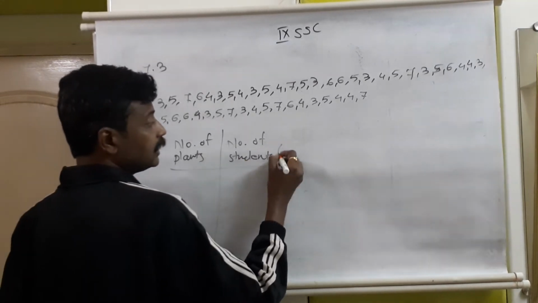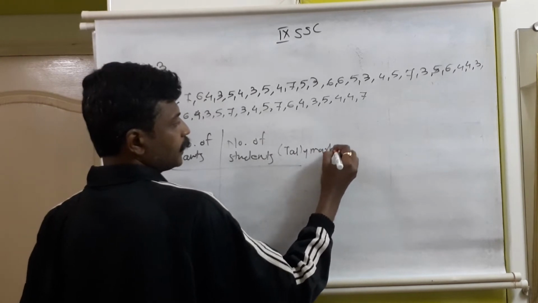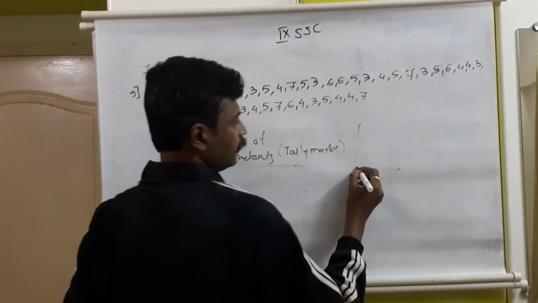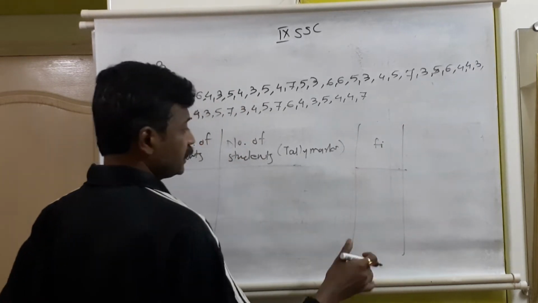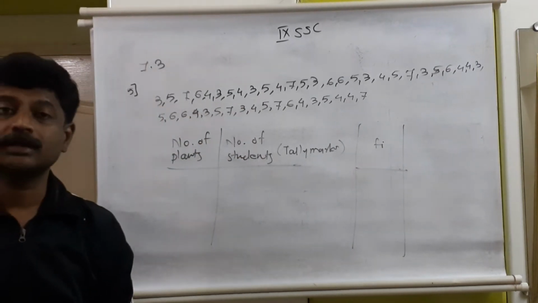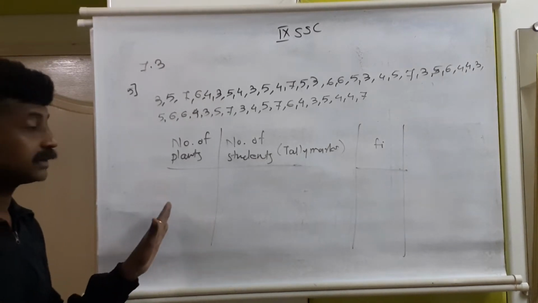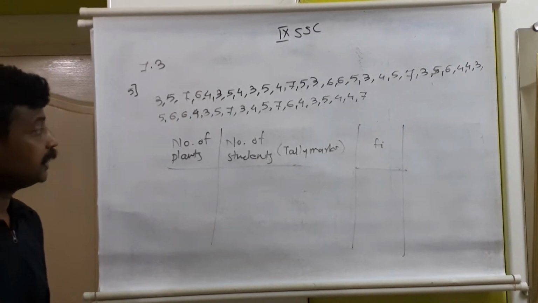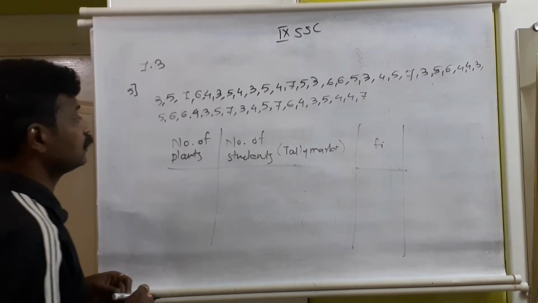Okay, it will come in the form of tally marks first and then in the form of frequency, that is in numeric form, and then we can find out the total. Total should be equal to how much? The number of students is 45, but plants are planted in different ways. Okay, so there will be 3 columns.